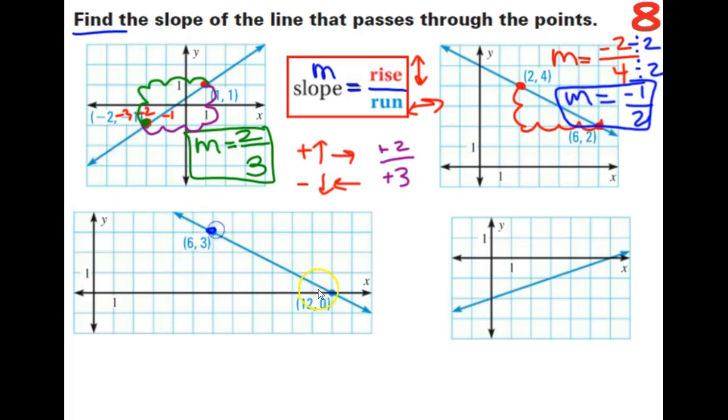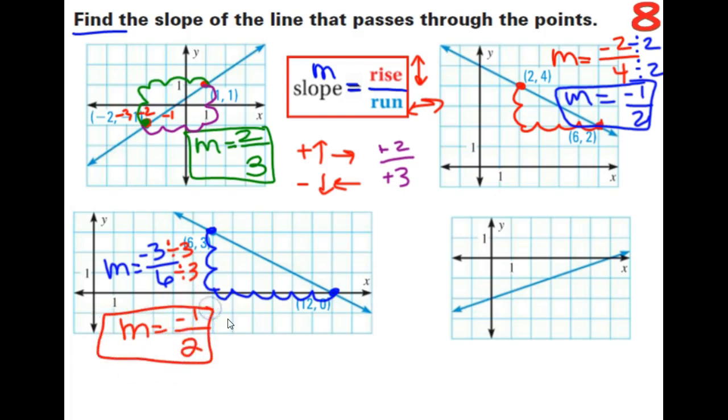Next, from here to here, our slope, we're going down -1, -2, -3, and over positive 1, 2, 3, 4, 5, 6. 3 over 6 is another one we can simplify by dividing by 3, and we get -1 over 2, -1/2.